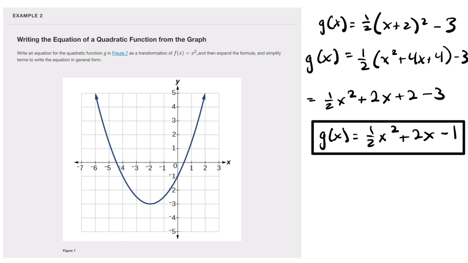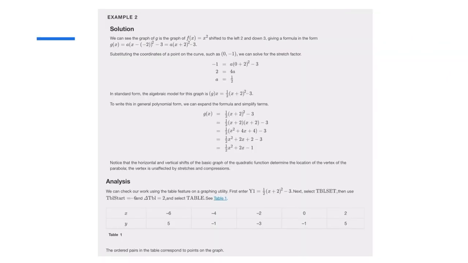All right, I feel like this is okay. So the standard form, let me see. We can see that the graph is the quadratic function shifted left 2 units and down 3, right? So then I think they got the same a times x plus 2 squared minus 3. And then they plugged in when x was 0, the corresponding y was 1, so we got a was a half. And then we expanded that to get 1/2 x squared plus 2x minus 1, right? So they essentially did the same steps that we did.